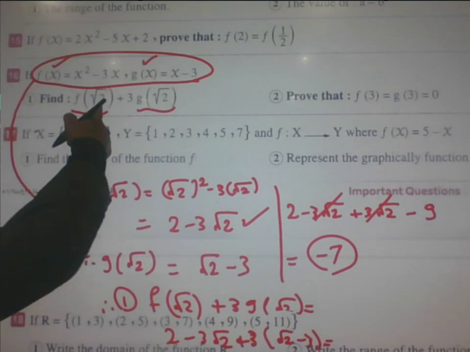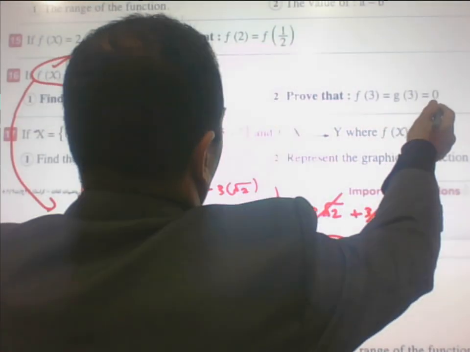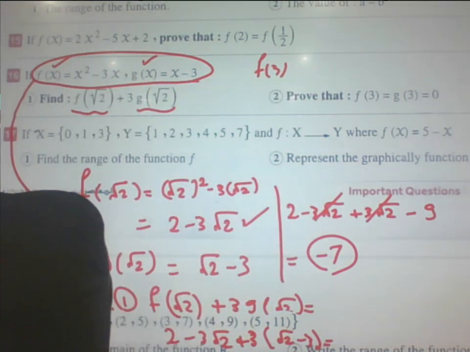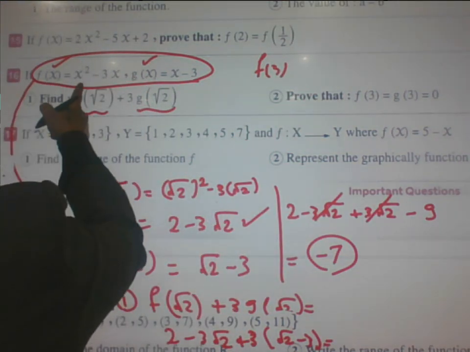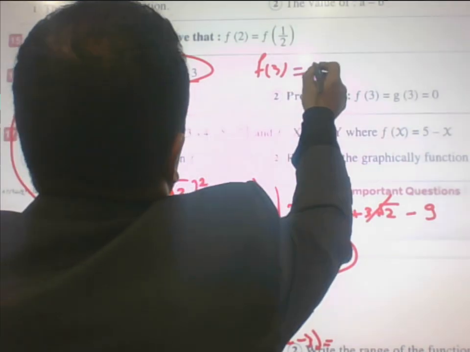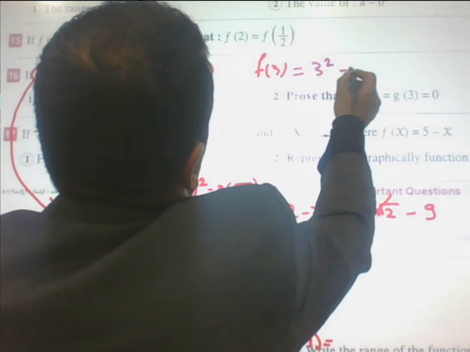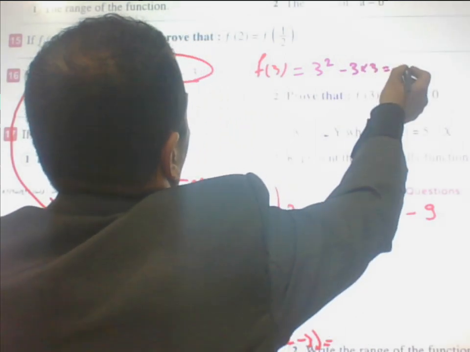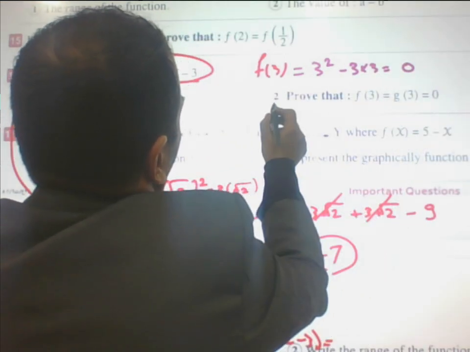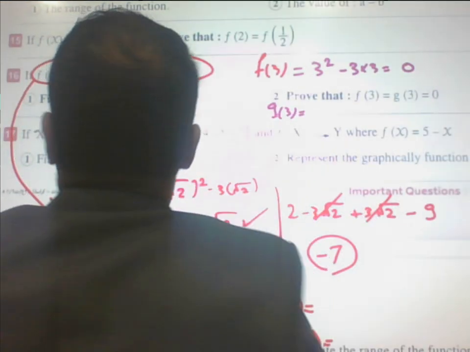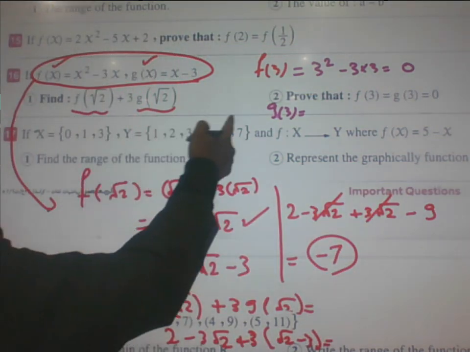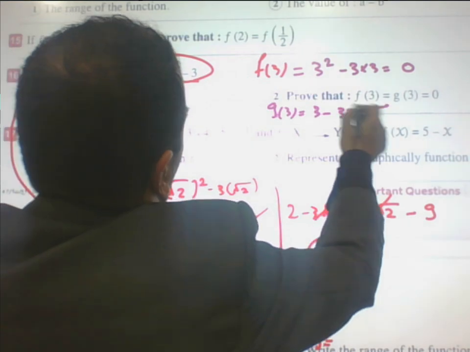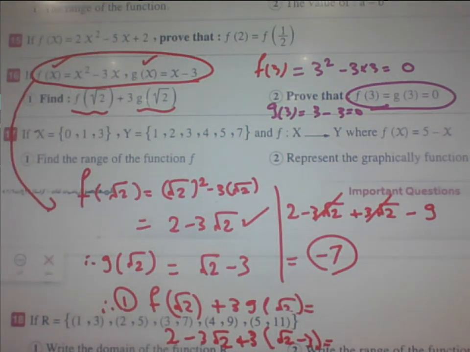This is question number 1. Number 2 proves that f of 3 equals g of 3 equals 0. First, I will find f of 3. In this function, put the value of x equals 3. Then we have 3 power 2 minus 3 times 3. 3 times 3 is 9, and 3 power 2 is 9. 9 minus 9 is 0. And then g of 3 also, right? The value of x equals 3. 3 minus 3 equals 0. Then f of 3 equals g of 3 equals 0.